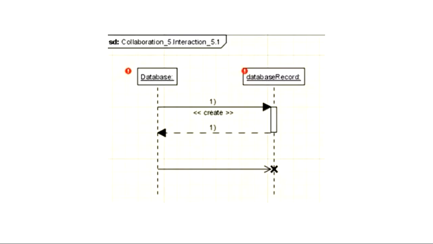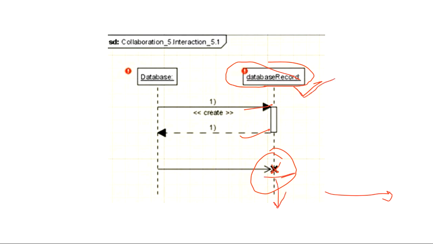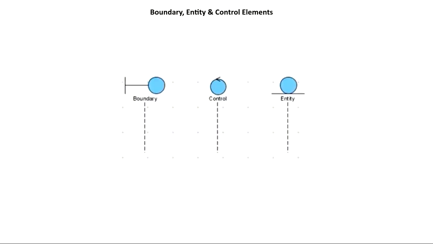Okay, for example, you can create a message like this also, and this is the destroy message. If you send the destroy message, it will destroy the lifeline of this object database record. Means now this database record has been destroyed. अब इसके आगे इसकी lifeline नहीं है. Then we have seen three more types.